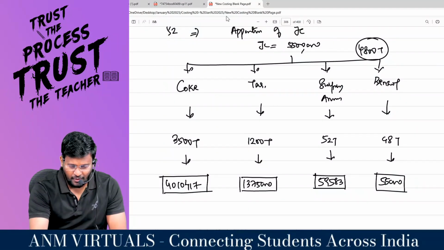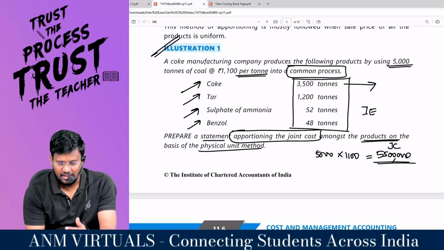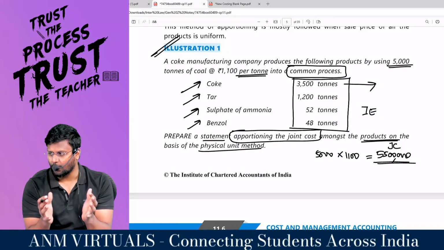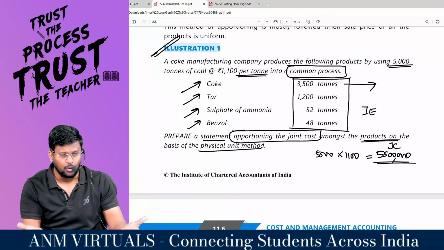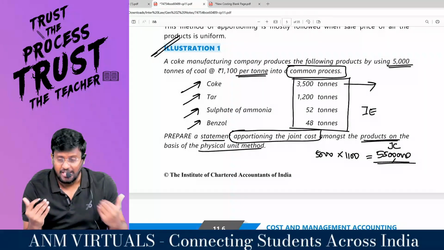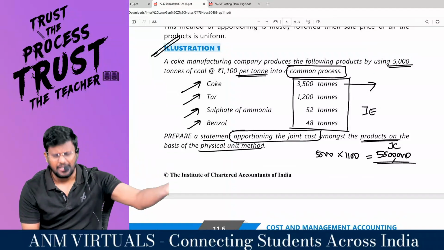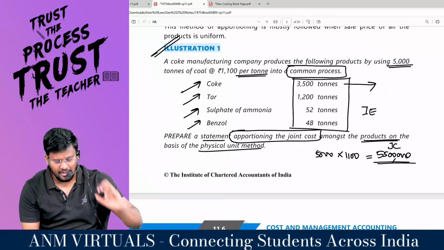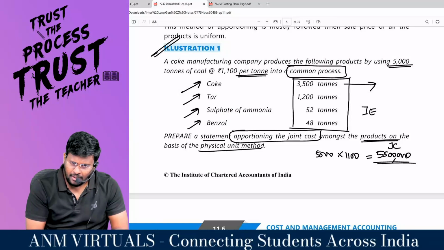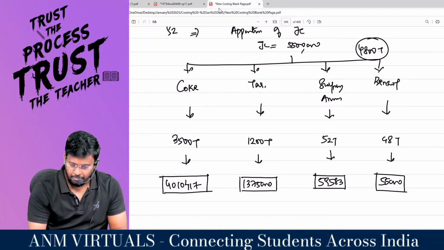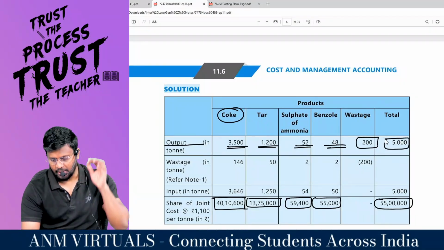That means whenever you do the question, with 5,000 ton there is no input-output issue, it is a single input, single output, that is all. Here it is single input, multiple output, but the kg should match. So 5,000 kg input should be 5,000 kg output. Let it come as coke, tar, sulfate of ammonia or benzol, but the total should match. That's why we have not matched, the 200 wastage. So the total should be 5,000. Are you all really with me?